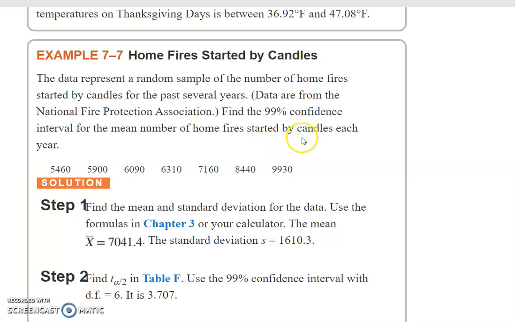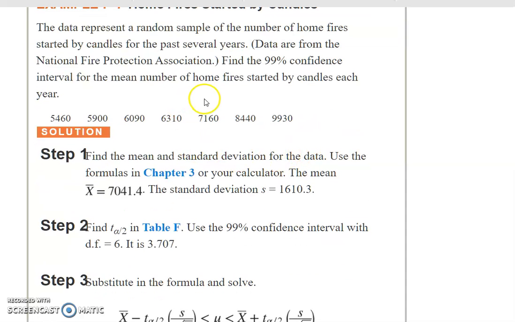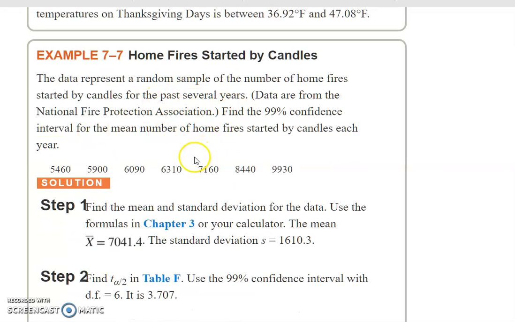I think this next example, example 7-7, doesn't have anything new. Oh, I see what it is. The reason he has this one is that he's got the actual test data here. Okay, so he has the actual test data, or the data points. These are the number of houses that were started with a certain home fire or by candles.